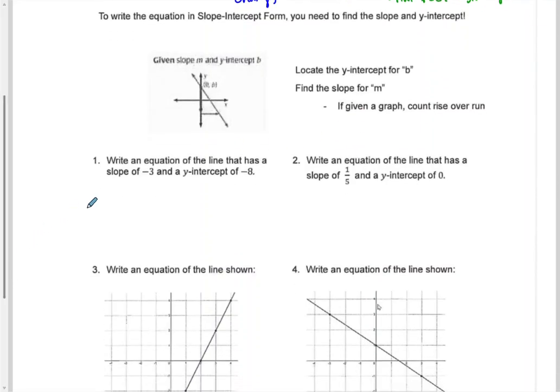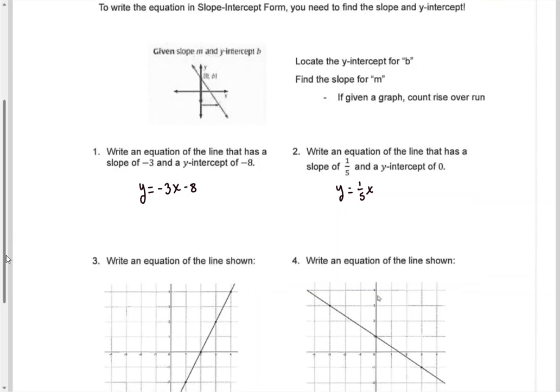Let's look at some examples. It says write an equation of a line. So I'm going to write y equals, with the slope of -3, so that's -3 times x, plus my y-intercept of -8. So you can say plus -8. We don't like to have two symbols next to each other, so we're just going to make it into a -8. Next, y equals, the slope is 1/5x, with a y-intercept of 0, so plus 0, but whenever it's plus 0, we don't like to write the plus 0. We'll just leave it like that.